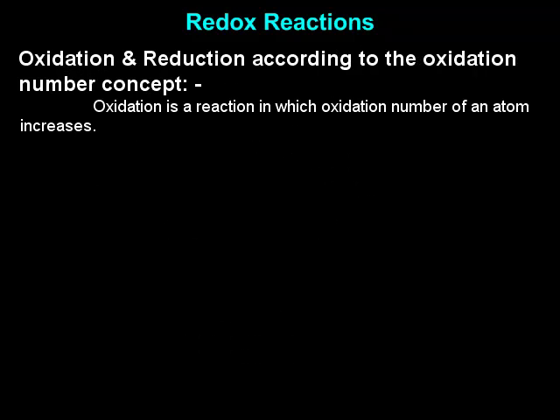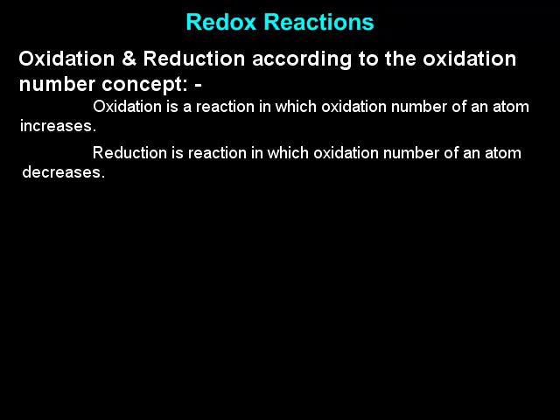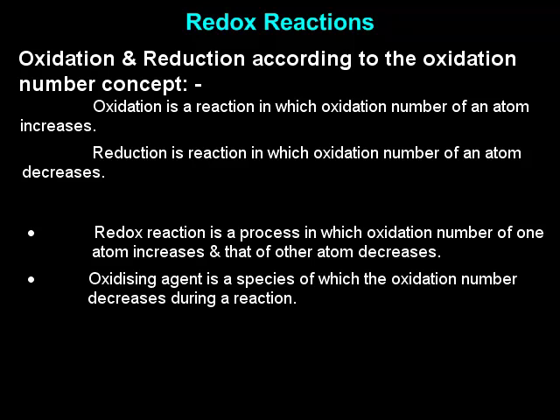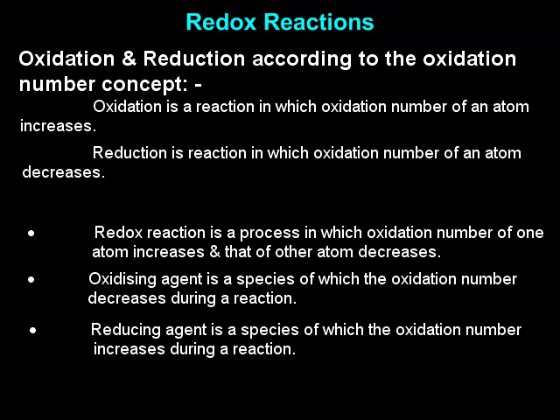Oxidation and reduction according to the oxidation number concept. Oxidation is a reaction in which the oxidation number of an atom increases. Reduction is a reaction in which the oxidation number of an atom decreases. Redox reaction is a process in which the oxidation number of one atom increases and that of another atom decreases. Oxidizing agent is a species of which the oxidation number decreases during a reaction. Reducing agent is a species of which the oxidation number increases during a reaction.